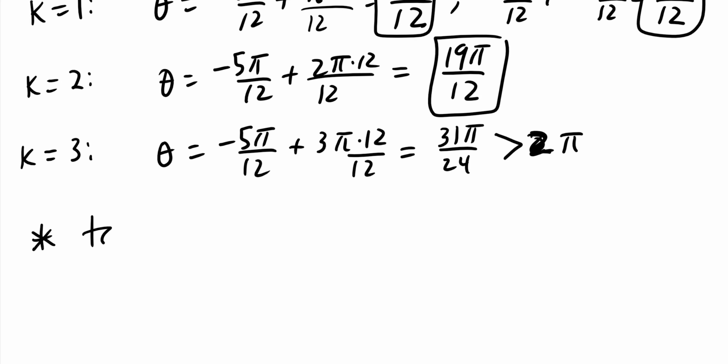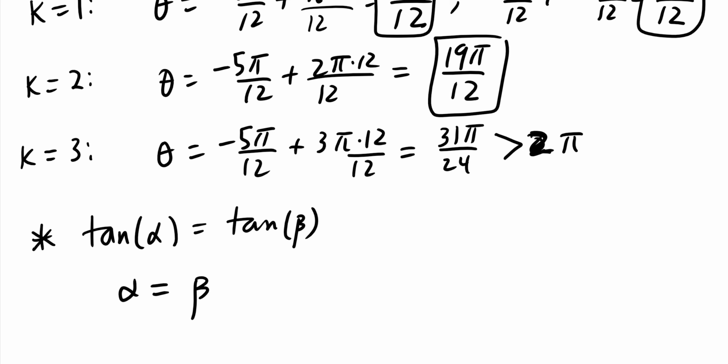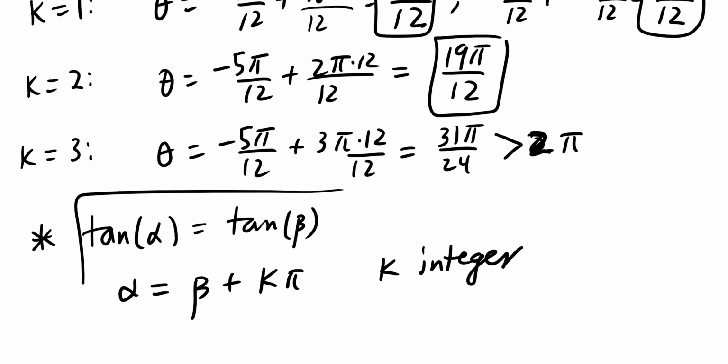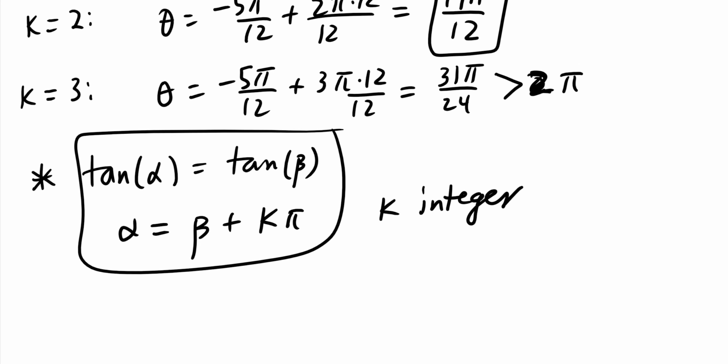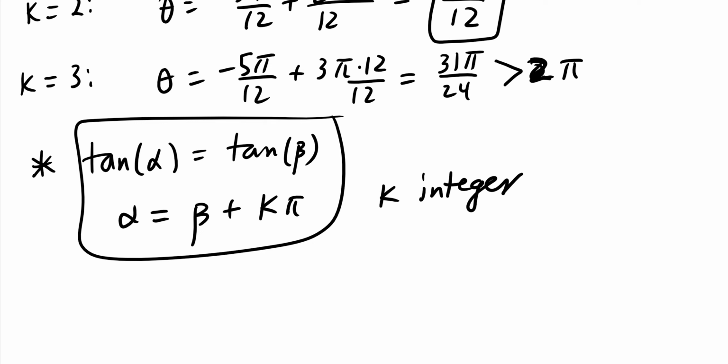What about tangent? Do we have one for tangent, like tangent alpha equals tangent beta? Yes, there is one, but slightly different. It's only one of them: alpha equals beta plus k pi, k an integer. This generates all the solutions for the tangent function. Let's try to apply it to an example.